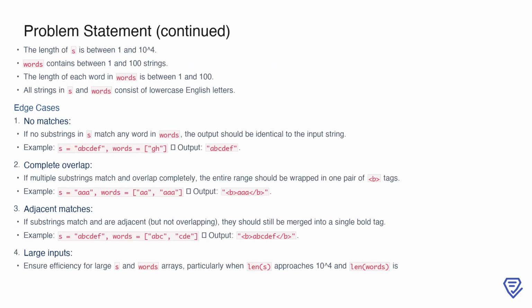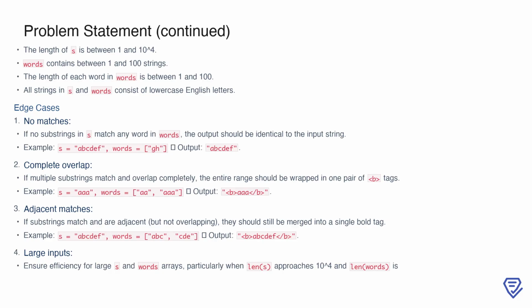Now, consider a case where there are no matches. For example, if the input string S is ABCDF and the words array contains only the string GH, the output remains unchanged as ABCDF. This is because none of the substrings in S match any word in the words array. This demonstrates that if there are no matches, the input string is simply returned as is, without any modifications.